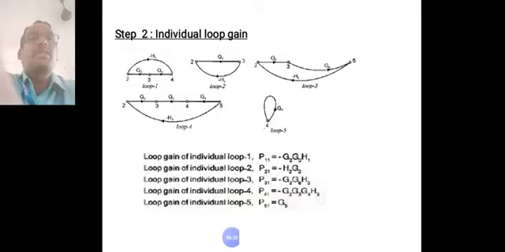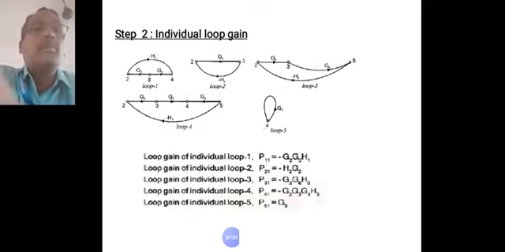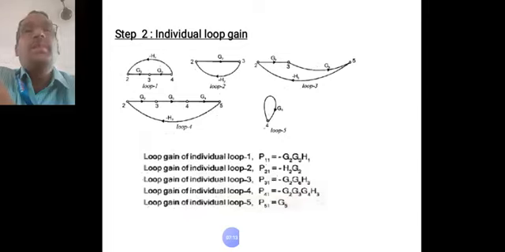The second step is to find the individual loops. Before going to this, we should know what is meant by a loop. A loop means a signal starts and ends at the same node. Here the given system has 5 loops. The first loop is where the signal starts from 2 to 3 and 3 to 4 and ends at 2, the starting point. Here G2, G3 are the gains and H1 is the feedback.